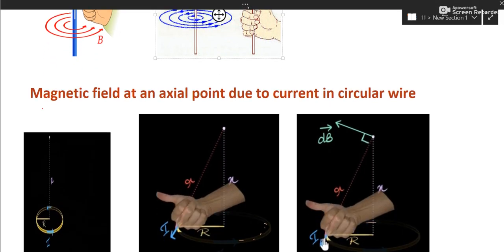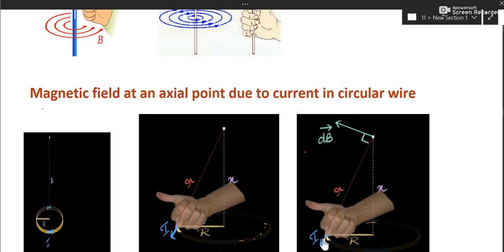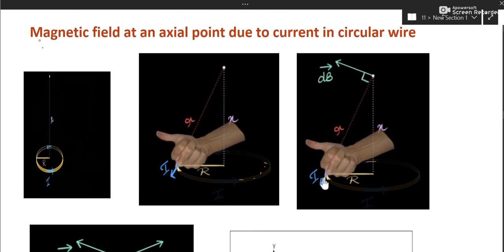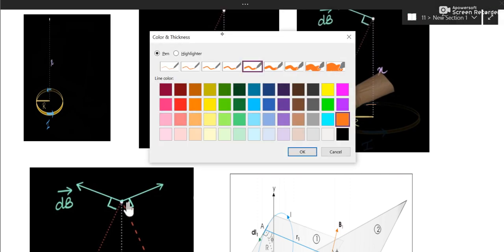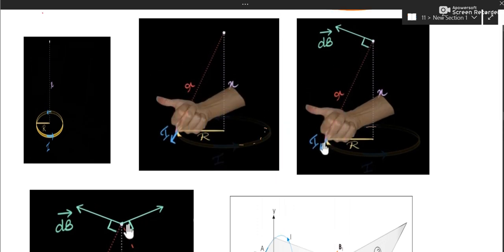Now come to the very important topic, which is the second application of Biot-Savart's law. Very important topic. Second application of Biot-Savart's law, magnetic field at an axial point due to current in a circular wire. Okay, at an axial point due to circular wire. So for this, we'll look at these figures properly. We'll try to understand something about the direction, and then we'll get to the topic.